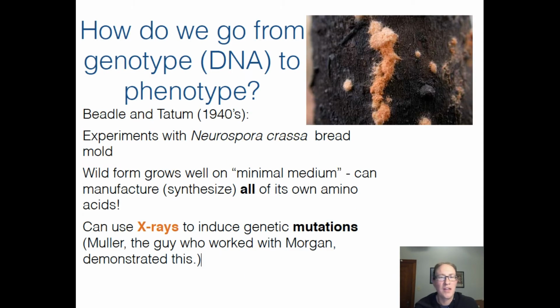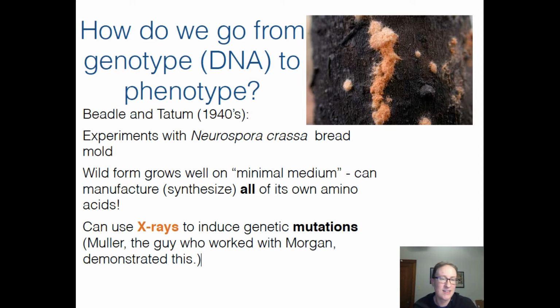Okay, so the question that we're interested in right now is this question of how do we go from genotype, so a DNA sequence, to phenotype? And this is a question that biologists have been interested in for quite a long time. So we're going to start out by going back to the 1940s to a set of experiments conducted by a pair of scientists named Beadle and Tatum.